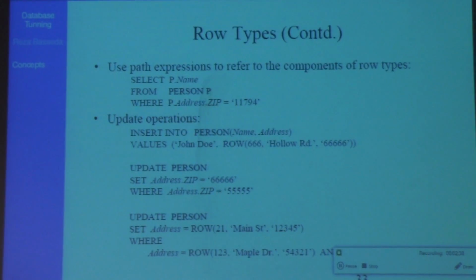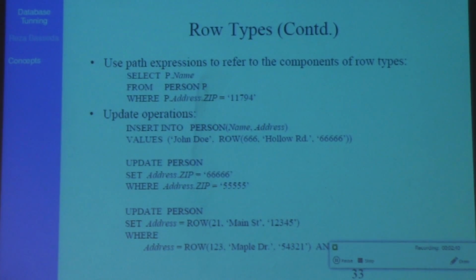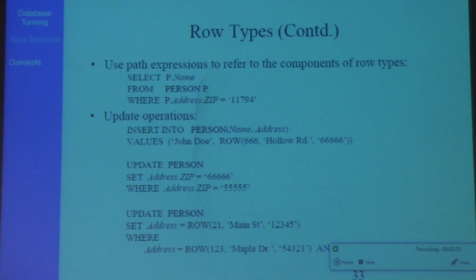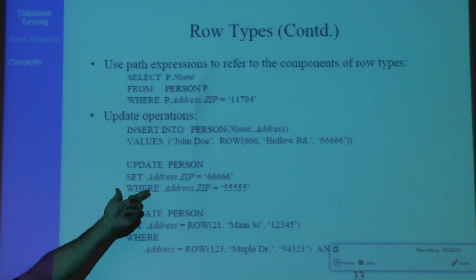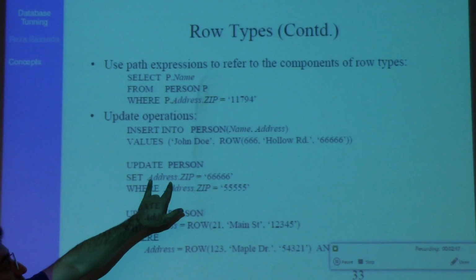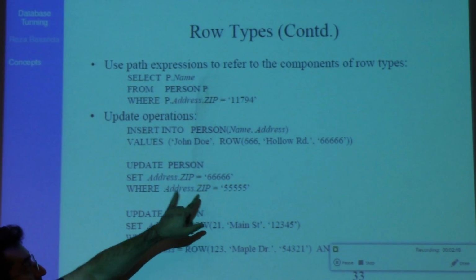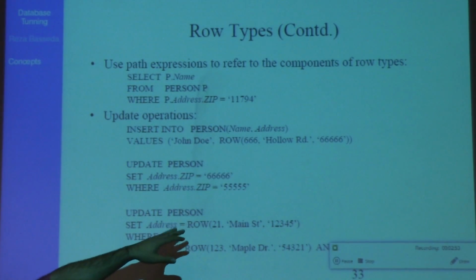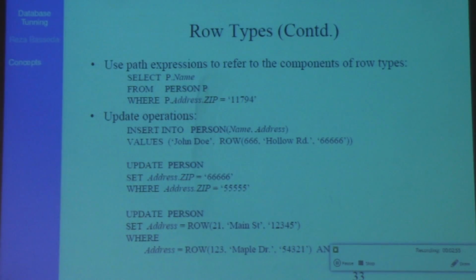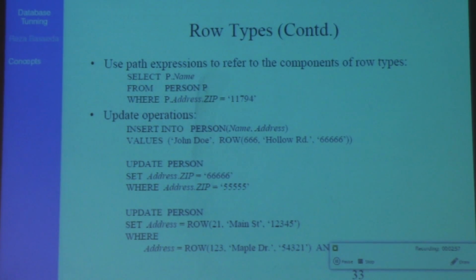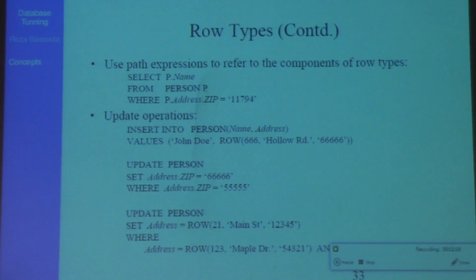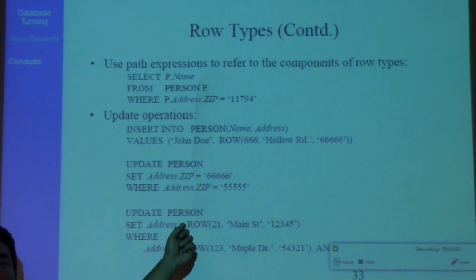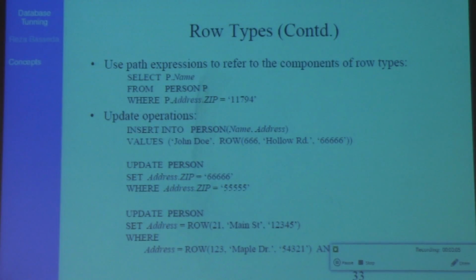Before getting to creating a table, this is, for example, updating a person, similar to the previous type. You're changing the zip of the address to 666 if the zip is 555. So there is a set of objects of person. In that object, you know that there is a set of addresses. In those addresses, you are checking.